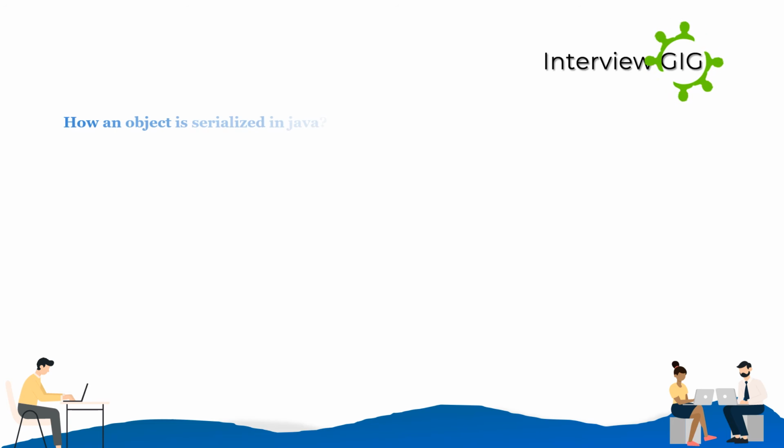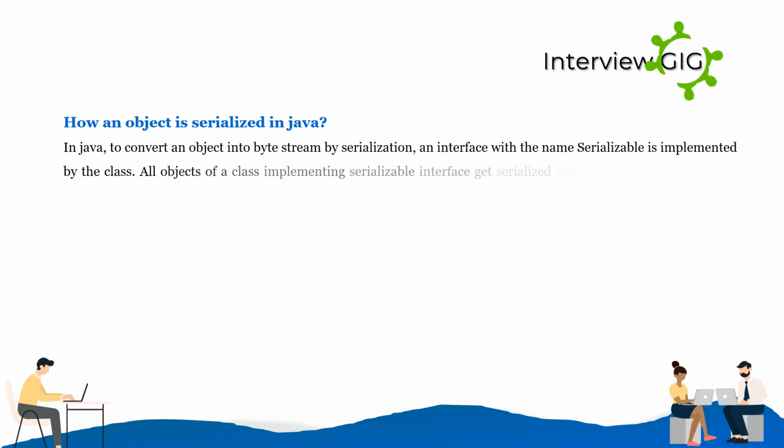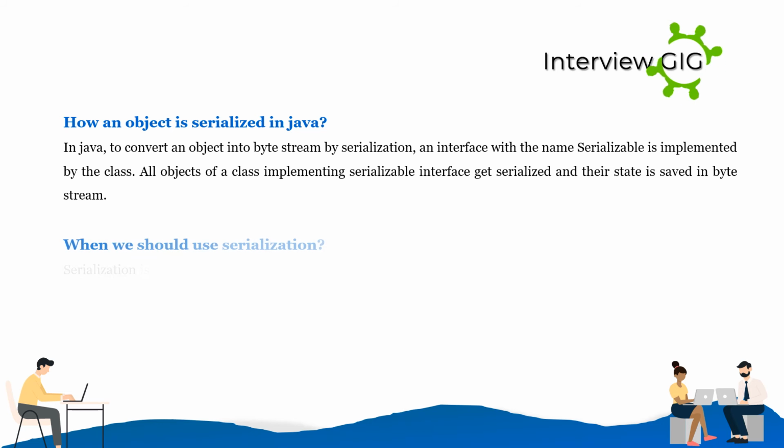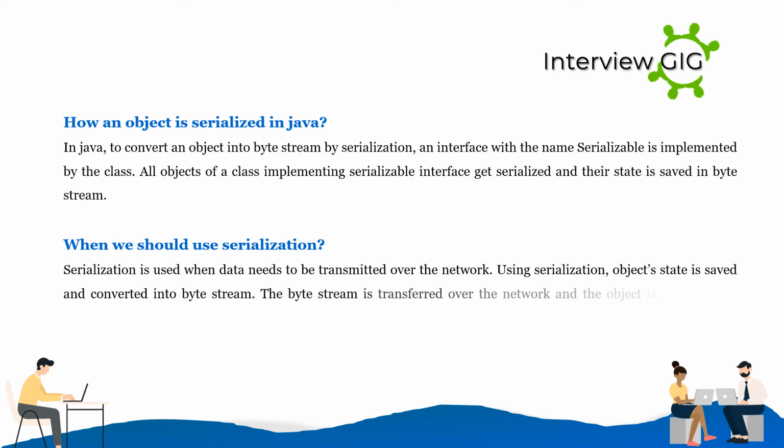How is an object serialized in Java? In Java, to convert an object into byte stream by serialization, an interface with the name serializable is implemented by the class. All objects of a class implementing serializable interface get serialized and their state is saved in byte stream. When should we use serialization? Serialization is used when data needs to be transmitted over the network. Using serialization, object's state is saved and converted into byte stream. The byte stream is transferred over the network and the object is recreated at destination.